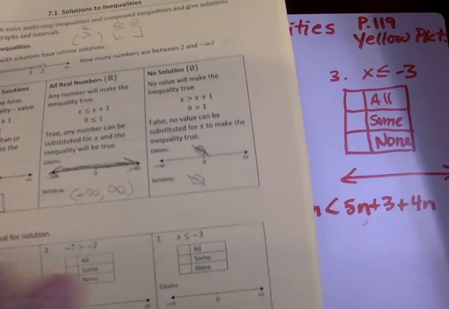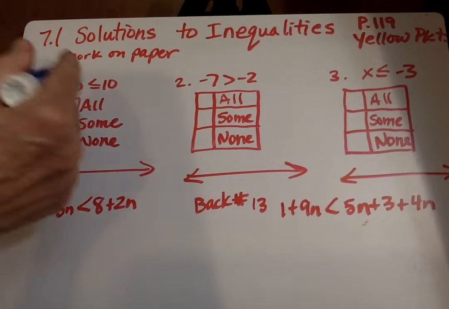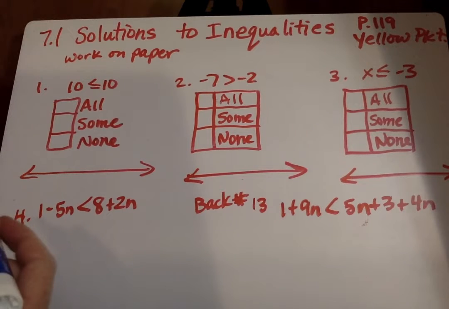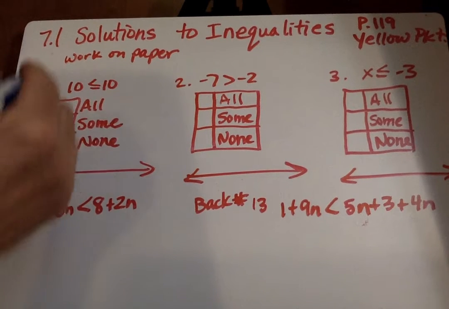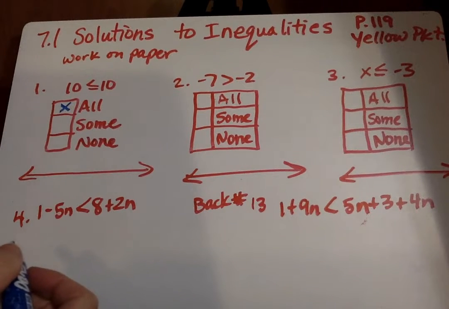Next, we're going to go on to this section, which I have right here. All right. Now we need to graph and give the interval for the solution. 10 is less than or equal to 10. Is that true for all values, true for some values, or not true for any values? Okay. So that will be true for all values. Even though our one value is just 10, it's going to be true.